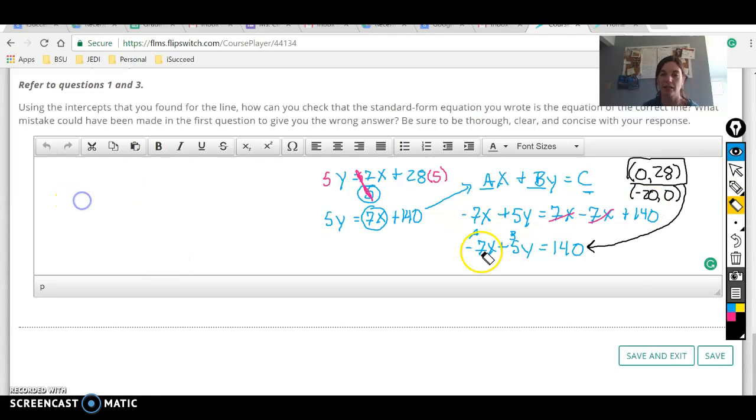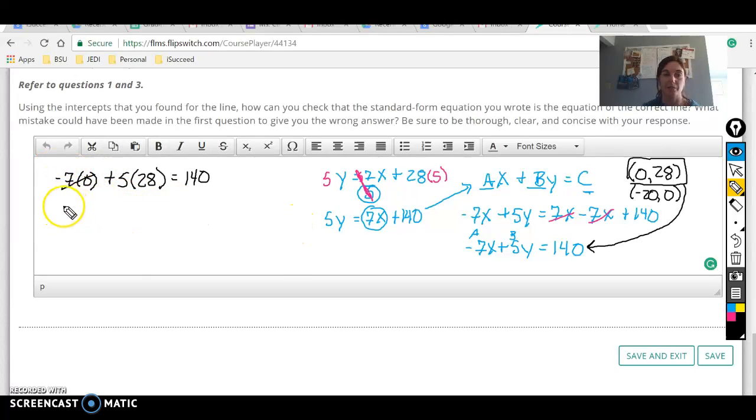negative 7 times 0, and 5 times 28, does that give me 140? Well, this term goes away, and 5 times 28 is 140. So I'm feeling pretty good about this.